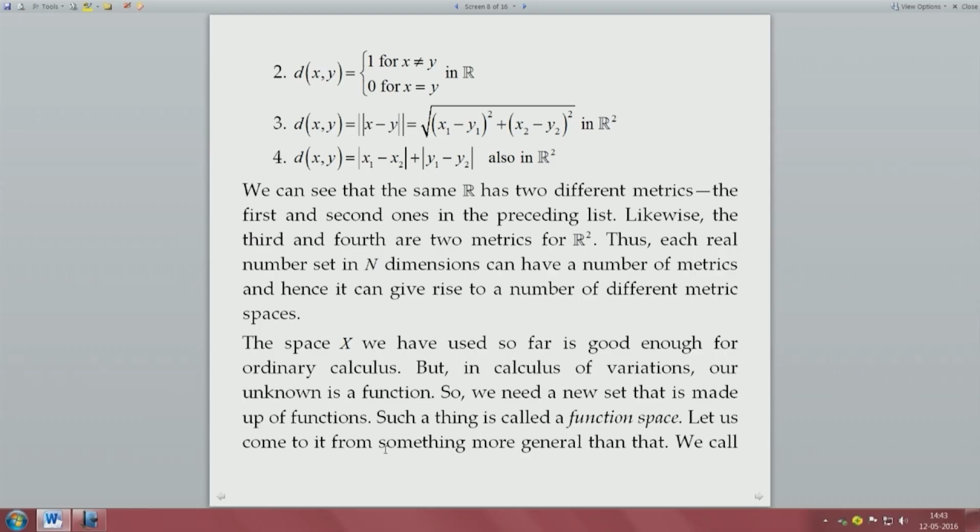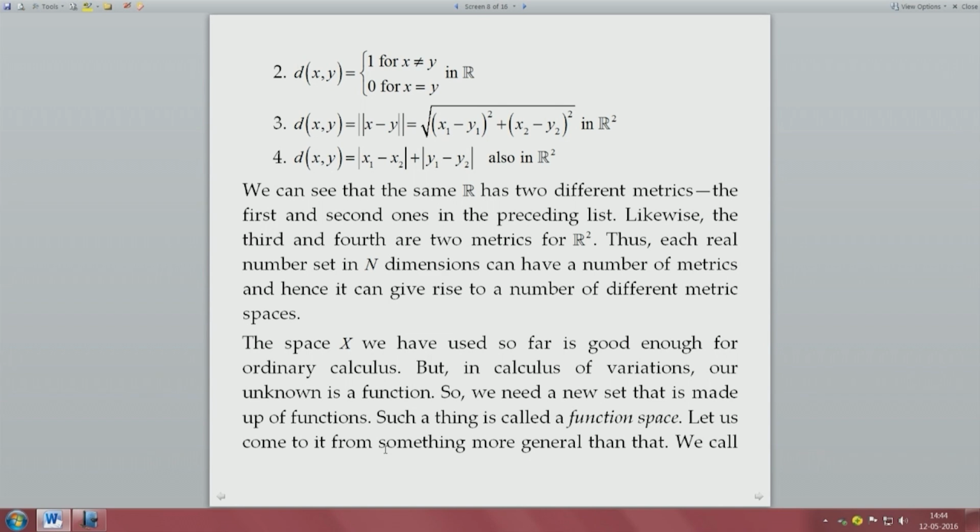You can go back and verify that the 4 properties are indeed satisfied for this, then that is a metric. Or you can have the normal distance metric between 2 points, the square root of (x1 minus y1) squared plus (x2 minus y2) squared, if you are given 2 points x, y. Or you can have the absolute value of the x1, x2 difference, plus the absolute value of the y1, y2 difference, add them up, that will be a metric. So, one can define a lot of different metrics that satisfy those 4 properties.